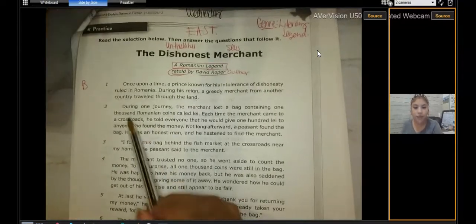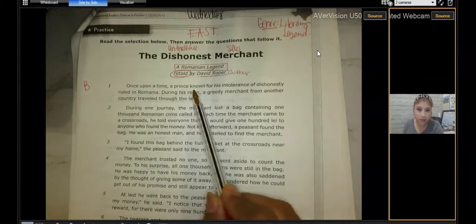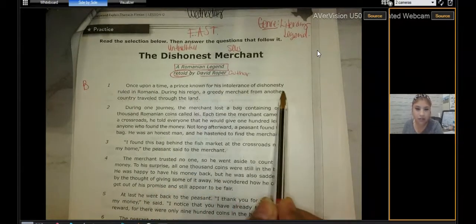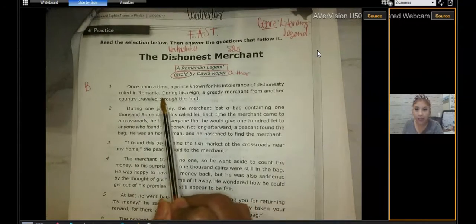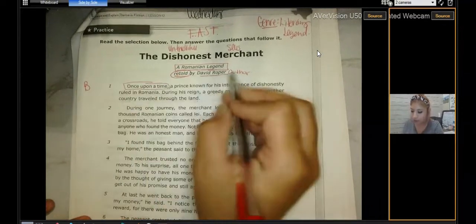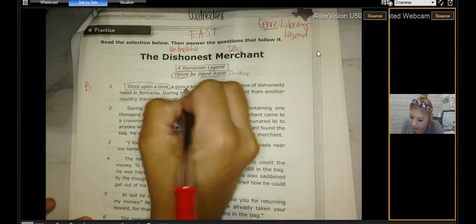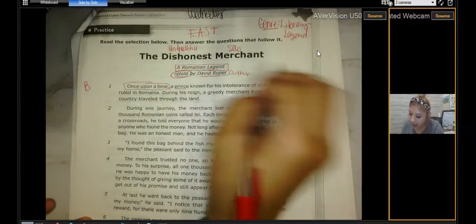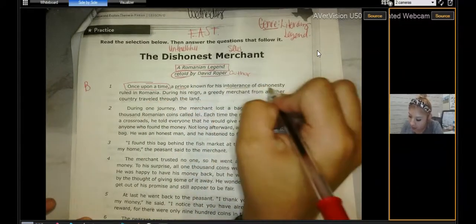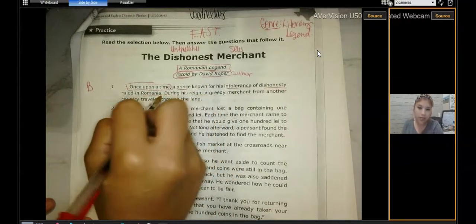All right. So let's start. As I'm reading, you were tracking. Once upon a time, a prince known for his intolerance of dishonesty ruled in Romania. So I already know, once upon a time, because remember, it's a legend. It was some time ago. Now they're talking about a prince, and he was intolerant to dishonesty. And Romania. So Romania is going to be my setting.